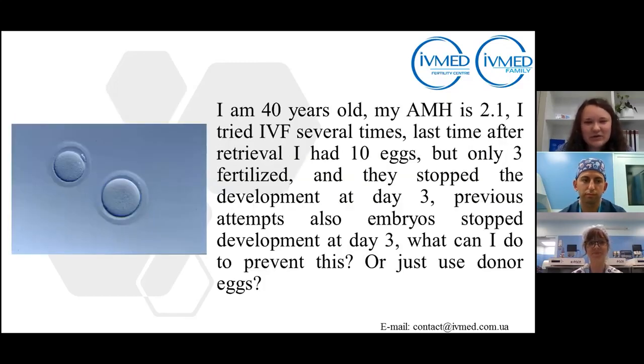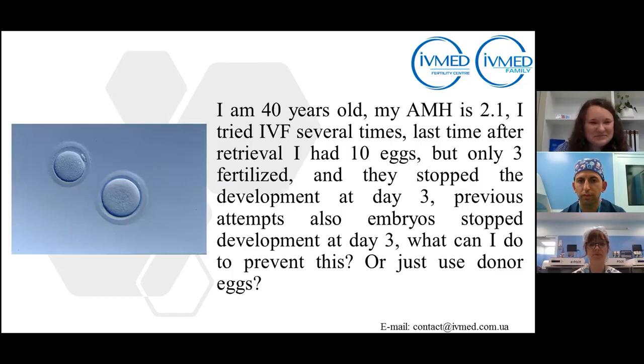Our next question is quite big. I am 40 years old. My AMH is 2.1. I tried IVF several times. Last time after retrieval, I had 10 eggs, but only 3 fertilized, and they stopped development at day 3. In the previous attempt also, embryos stopped development at day 3. What can I do to prevent this, or should I just use donor eggs?